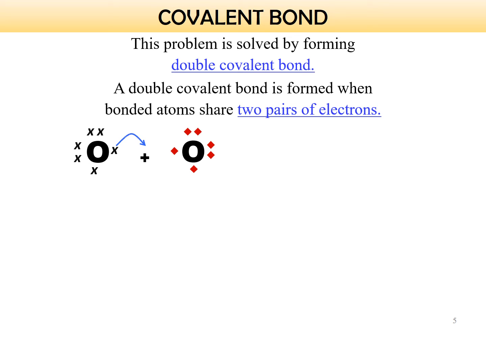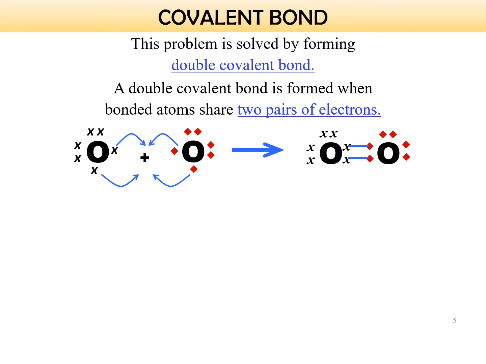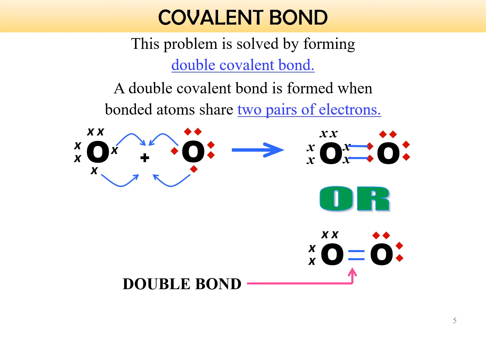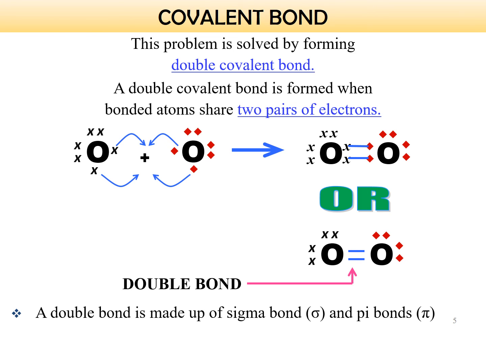The double bond is shown by two lines joining the two atoms. Each line represents one pair of shared electrons. A double bond occurs when 4 electrons are shared between two atoms and consists of 1 sigma and 1 pi bond.